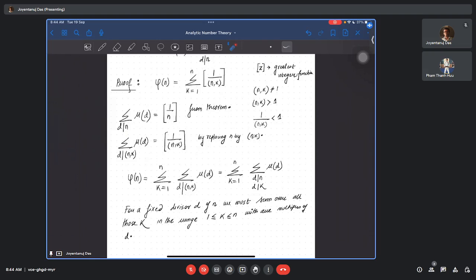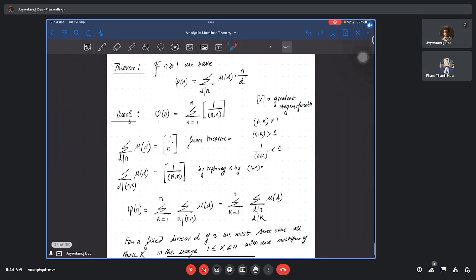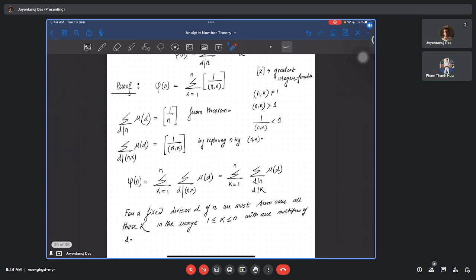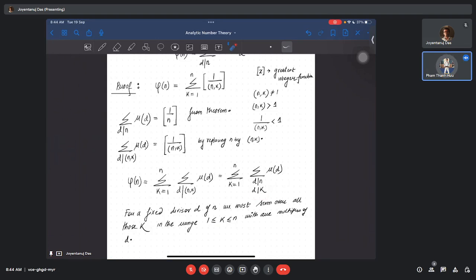So now we have a double summation, but the proof requires me to bring it into a single summation. So now we have to think how to bring it into a single summation. Let us see. If I fix any divisor d of n, then in this total summation, what are we counting? We are counting those k in the range 1 to n which are also multiples of d, because d divides k.